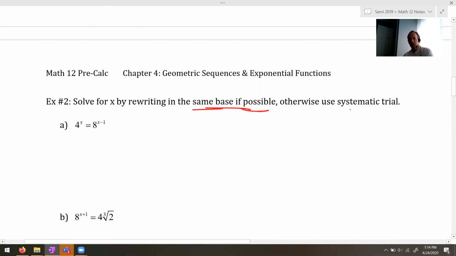Now sometimes you're just going to have to use the systematic trial where you're basically entering values in on a calculator, taking a guess at it. It's not really the best math, but it's the best math we can do for solving some of these questions.